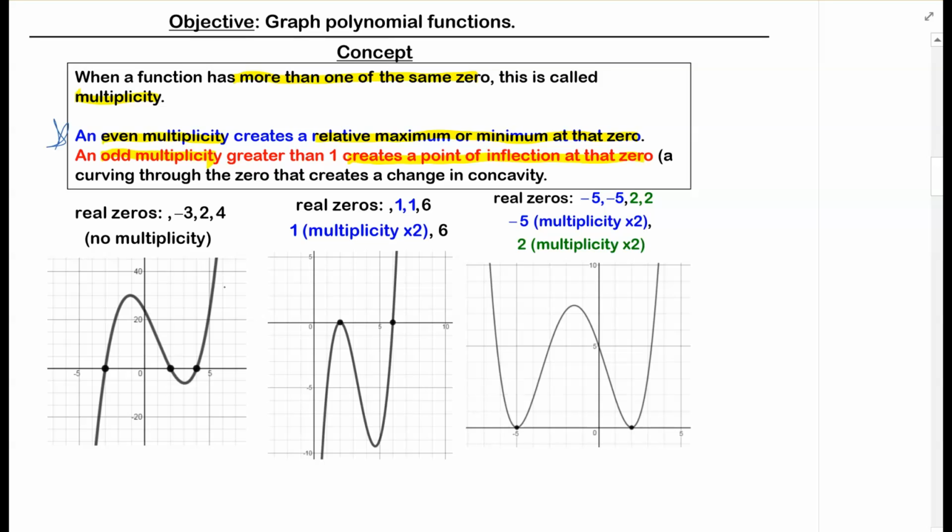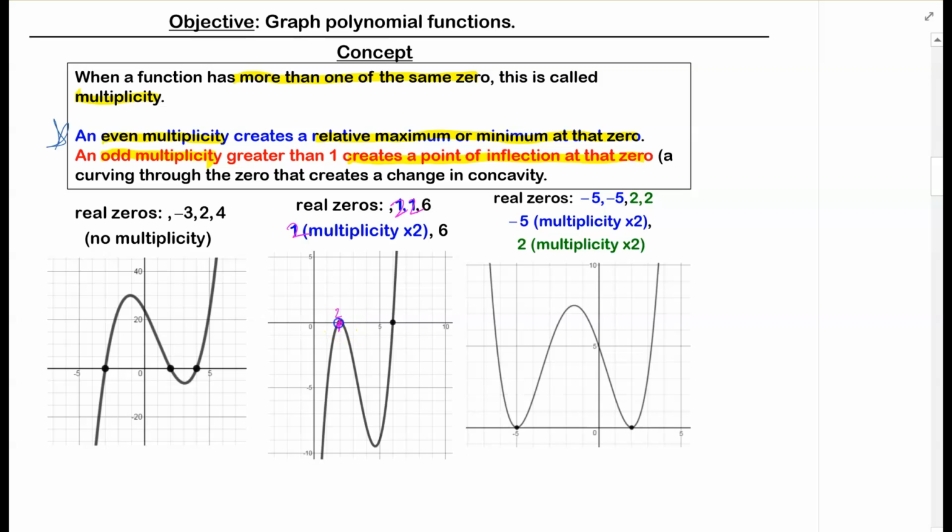In my next example, I have my real zeros 1, 1, and 6. So notice 1 shows up twice, so 1 has a multiplicity of 2, and 6 only shows up once, so 6 has no multiplicity. And I just noticed this is wrong here. This should be a 2, not a 1, because if you look at the x-axis, it's actually at 2, not at 1. So the zero of 2 has a multiplicity of 2.